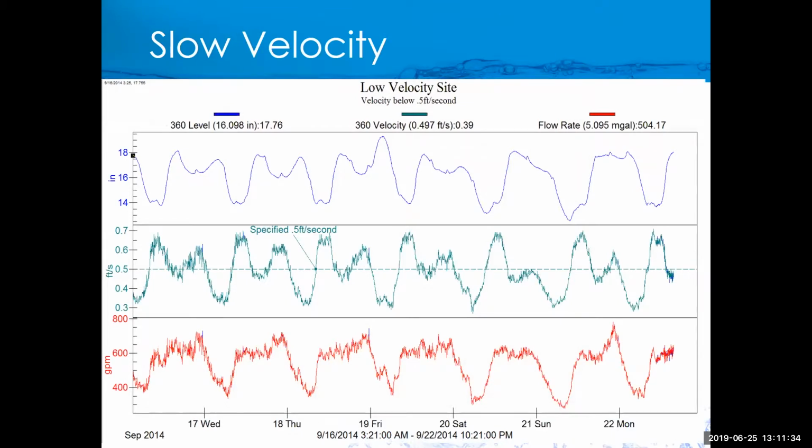That's the benefit of the laser. Here's an example of some data where we collected low velocity. That dashed line there is our 1/2 foot per second spec, and you'll notice that we went far below that spec and did a really good job measuring that. That velocity was 0.39 feet per second. So very, very slow, and we can do a good job measuring that.